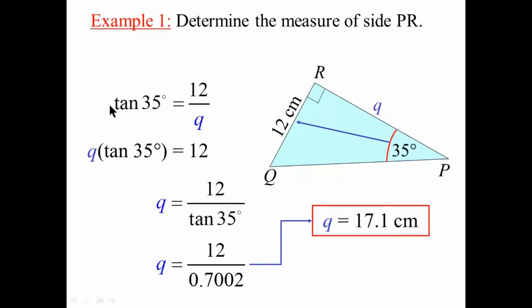Observe the algebra. If tangent 35 is 12 over Q and the unknown is on the bottom, the Q and the tan 35 traded places. Compare this third line to this first line. The Q and the tan 35 traded places.